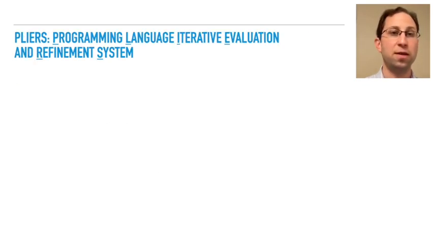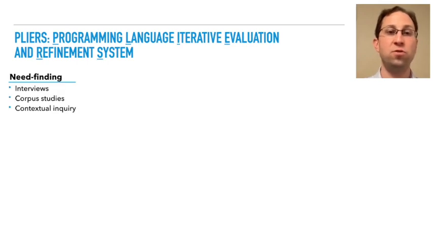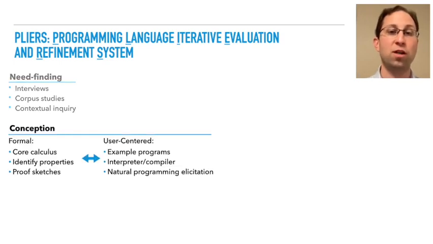Pliers includes 5 steps. First, we analyze the programmer's needs using methods such as interviews, corpus studies, or contextual inquiry. This leads us to develop some initial ideas for the language, which we call a conception. These ideas include a formal aspect, such as a core calculus, and formal properties that we would like the language to have. We might also sketch proofs of those properties to become more confident that the language will actually have the desired properties.